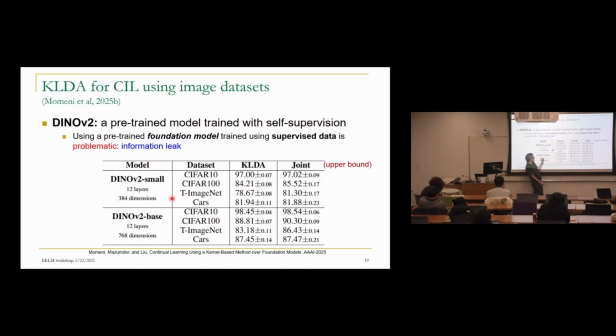For this other one, Dino, this is a very strong model. They're both not as good for these two data sets, not as good as the joint upper bound yet. Question. But this should be achievable.